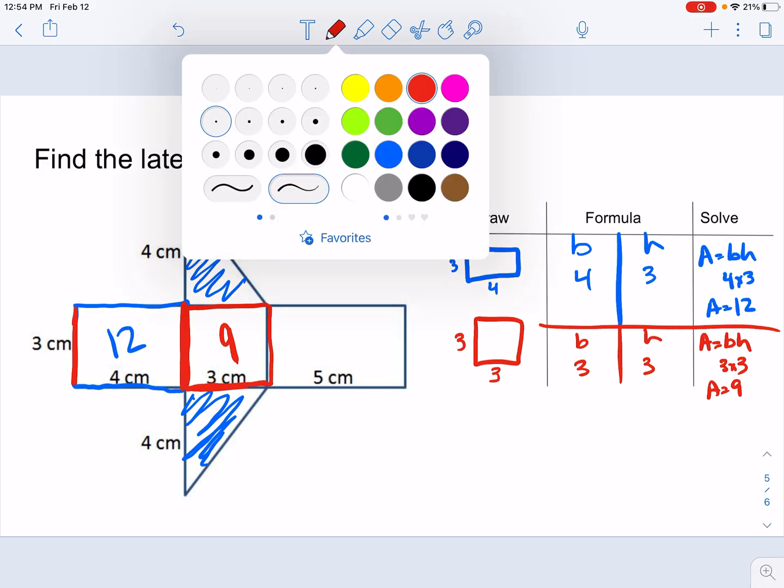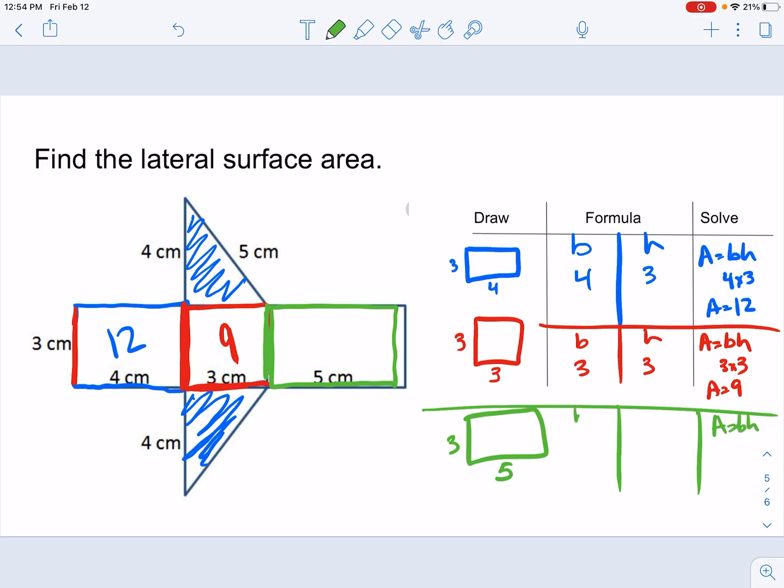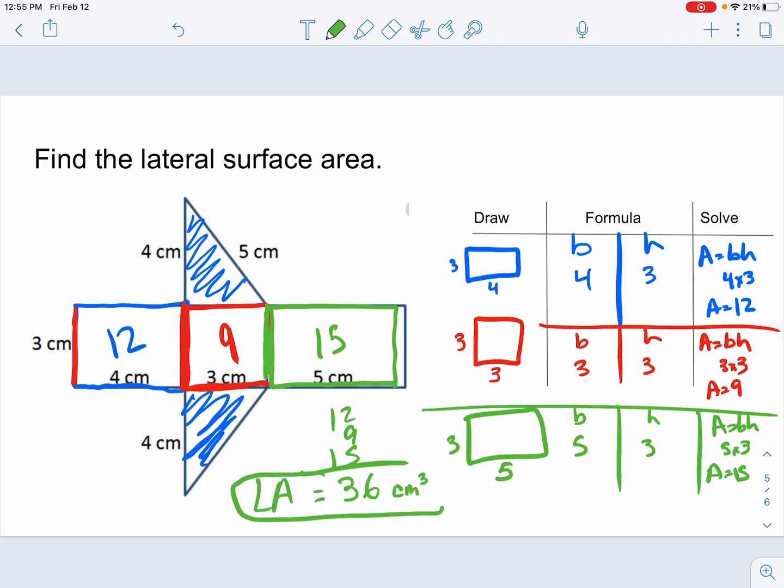Okay, and then we have a third rectangle, with a bottom of 5, and again, a side of 3. So area equals base times height. The base is 5, the height is 3, and 5 times 3 is 15. Okay, so to find our lateral area, we want to add our 3 numbers together. So 12 plus 9 plus 15 gets us a lateral area of 36 square centimeters.